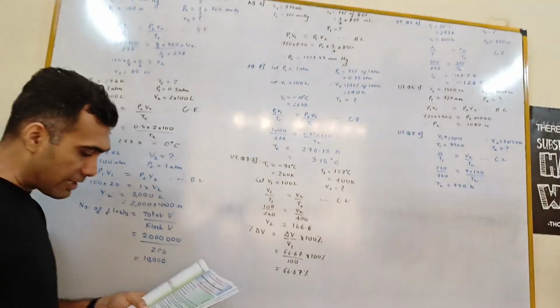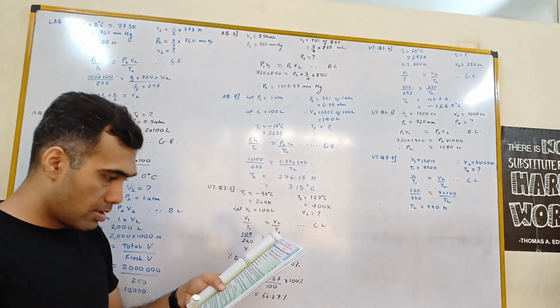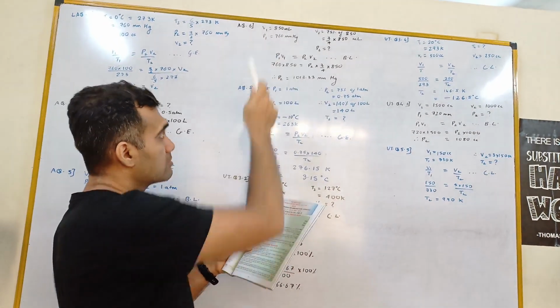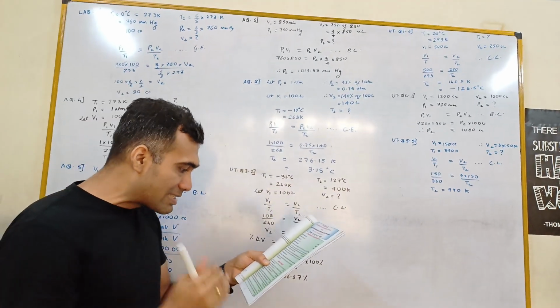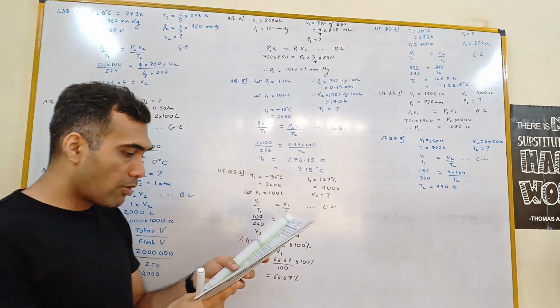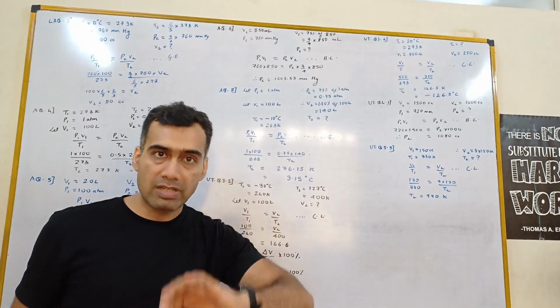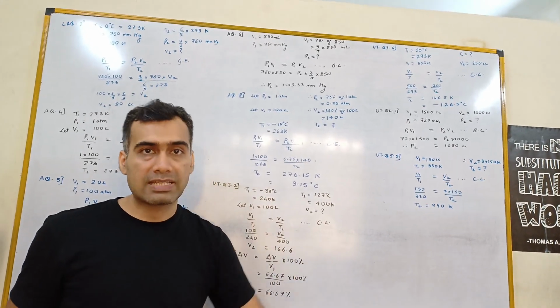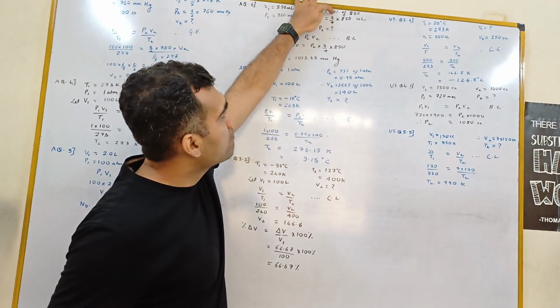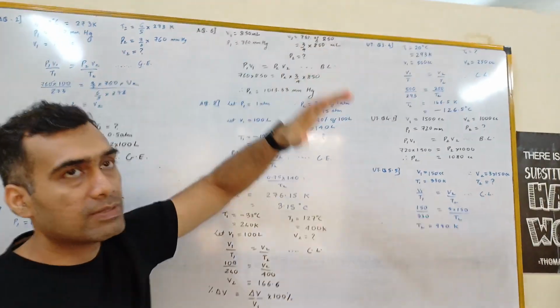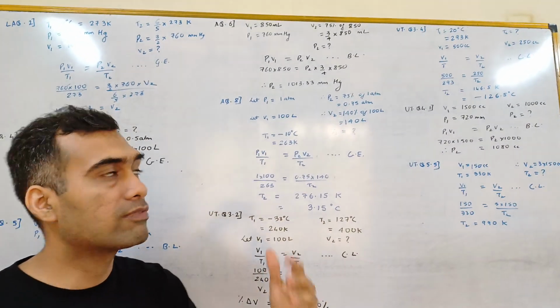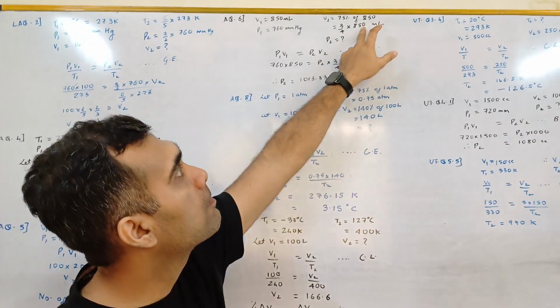The volume is 850 ml. Pressure is 760 mm of Hg. On increasing the pressure, it was found that the volume of the gas was 75% of initial value. It is not increased or decreased by 75%. It is 75%. So the new volume is 75% of original volume. 75% means 75 upon 100, that is 3 upon 4 of 850.